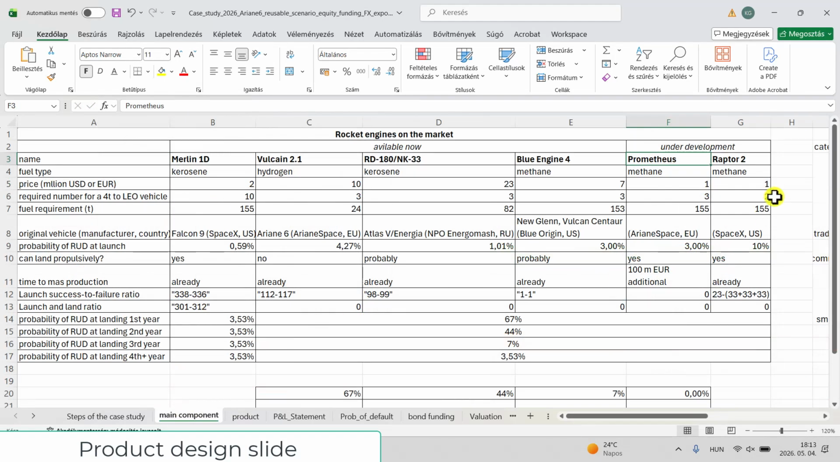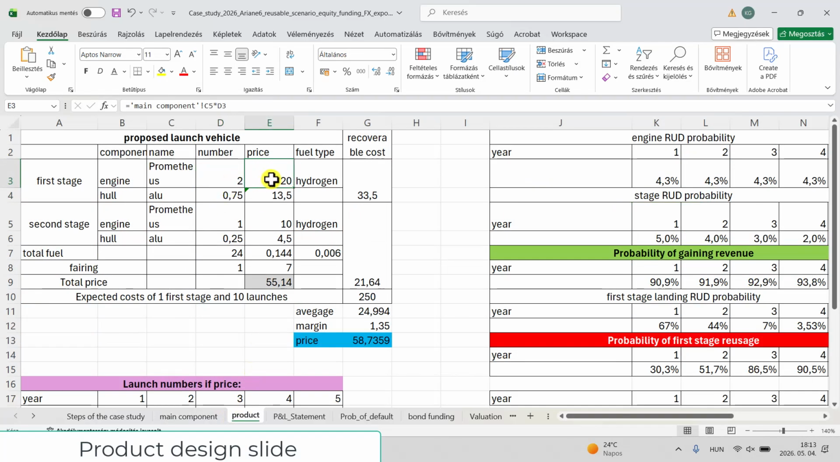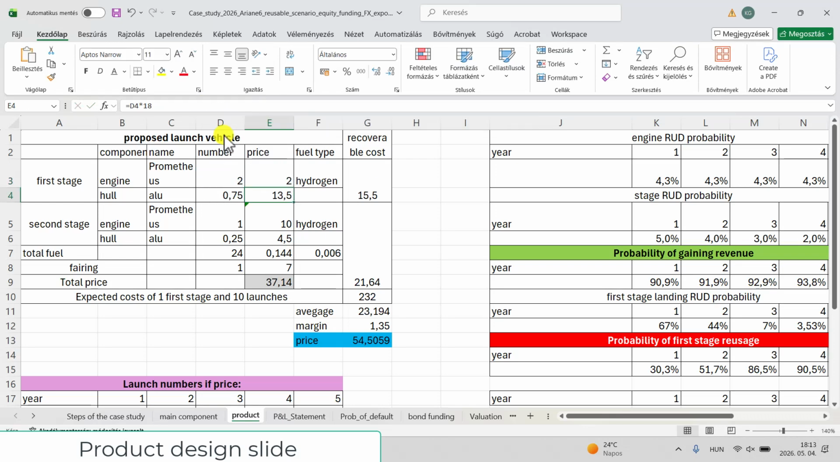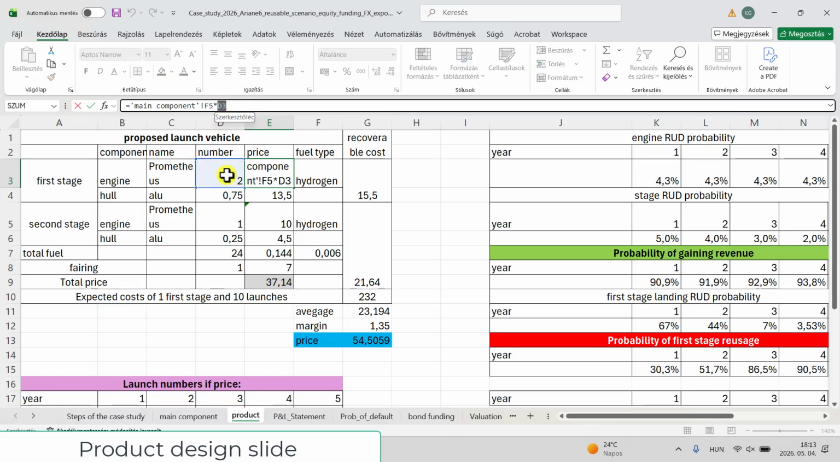How many do I need from this? Required number. Okay, I need 2. This is still 2. What is the price? It's 2 million. In this case, there is this multiplication.